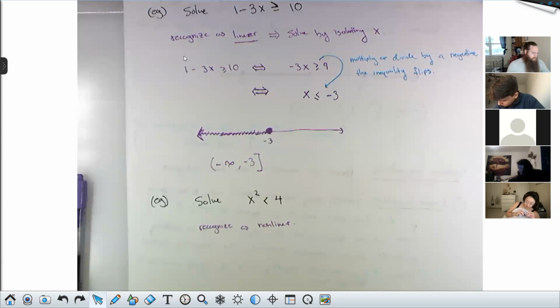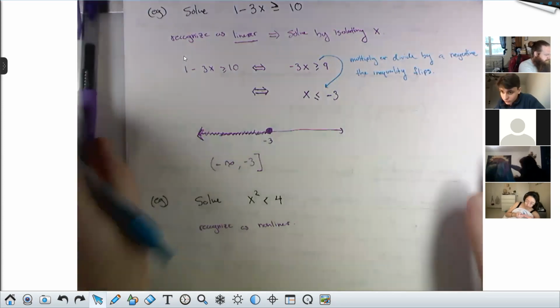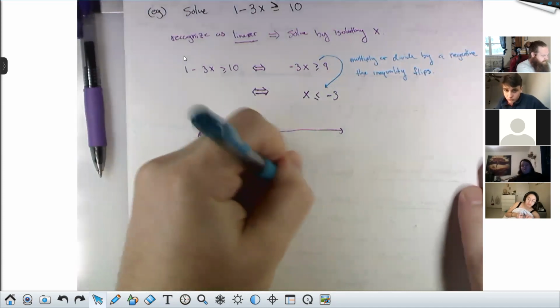So first, let's answer Eric's question. What happens if we try to solve this algebraically?